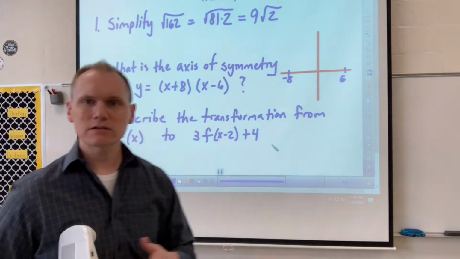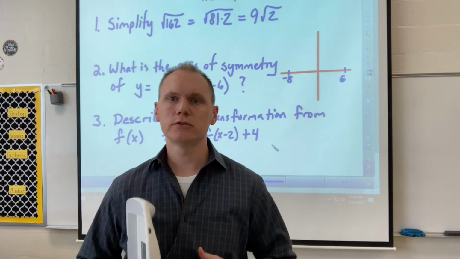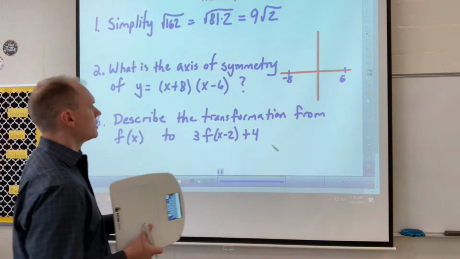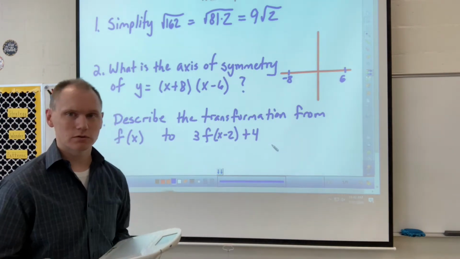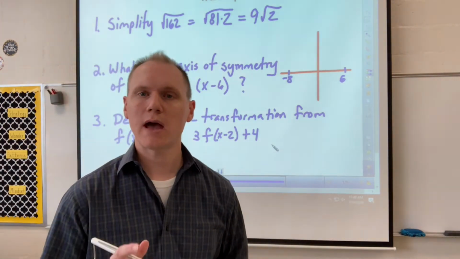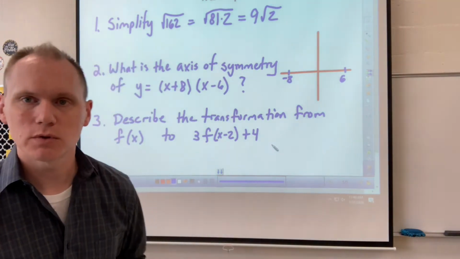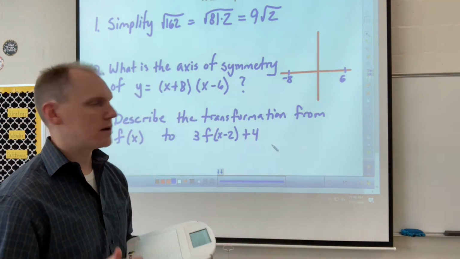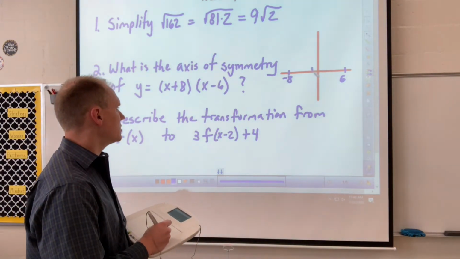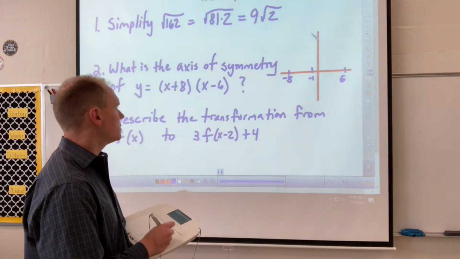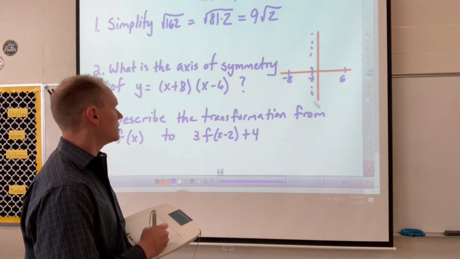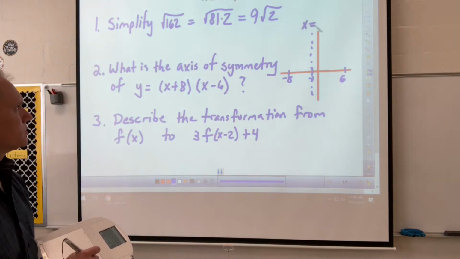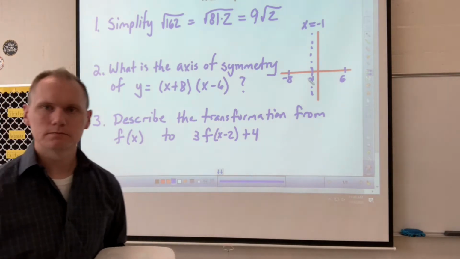So we know that the axis of symmetry has to be in the middle of those two, the midpoint of those two values, or the average of those two values. So if we add negative 8 and positive 6, we get negative 2. So add them together and divide by 2. You add them together, you get negative 2, divide by 2, and you get negative 1. So there's our axis of symmetry right there, at x equals negative 1.